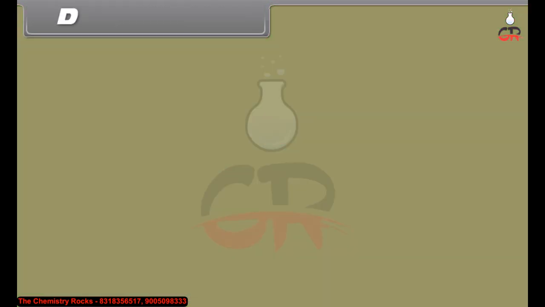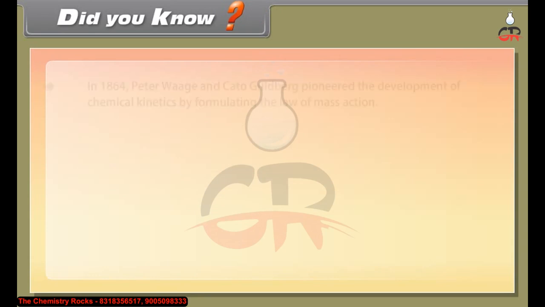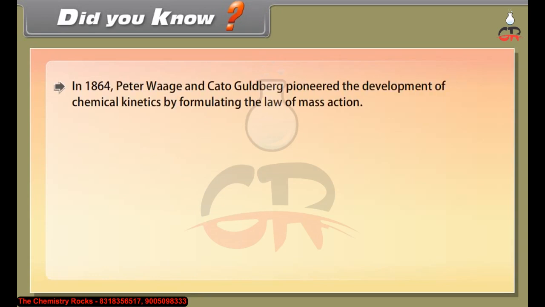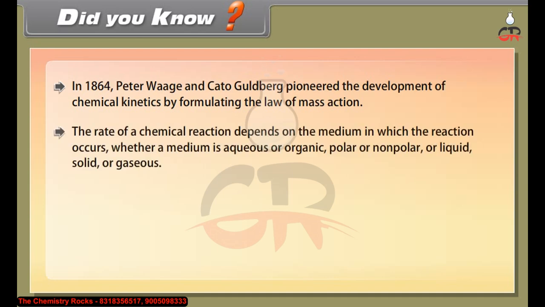Did you know? In 1864, Peter Waage and Cato Gullberg pioneered the development of chemical kinetics by formulating the law of mass action.